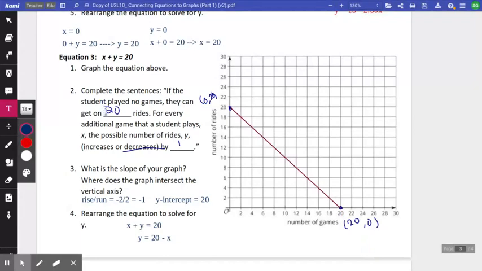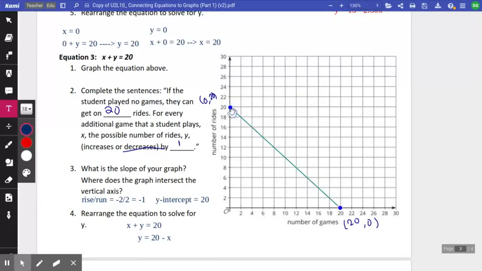From that graph, I can see that if the student played no games, that would mean they could go on 20 rides. And then for every additional game that the student plays, so as we add in more and more games, the number of rides is decreasing. It's decreasing by 1. Out of all of these, I think this is the graph that's easiest to see.